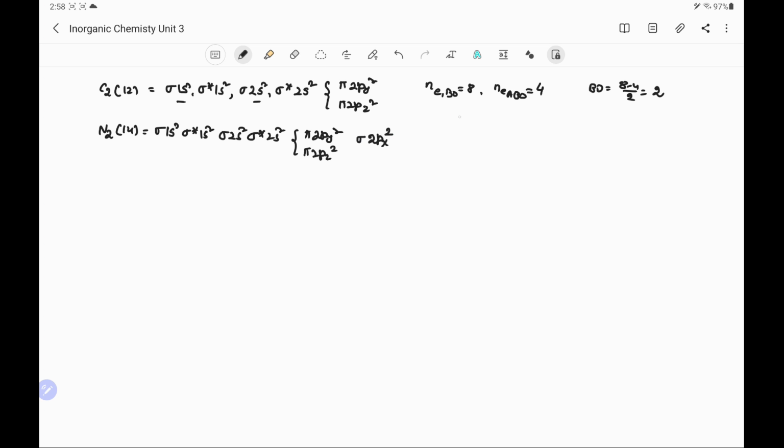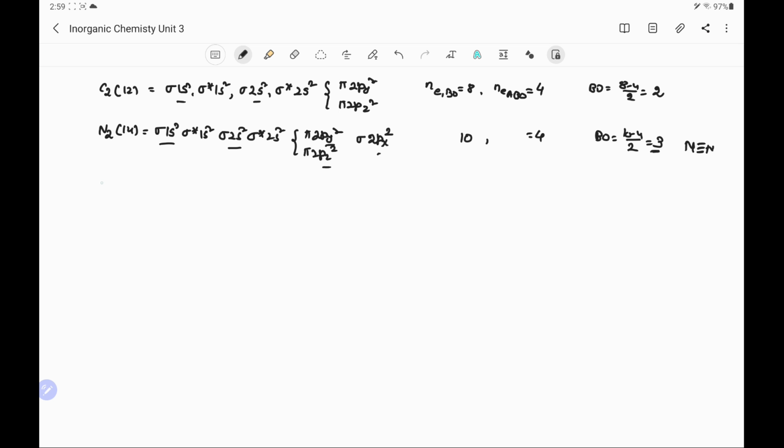So the number of electrons in the bonding orbitals will be 2, 4, 6, 8 and then 10. And in the anti-bonding orbitals will be 4. Therefore, bond order will be equal to (10 minus 4) by 2, that is equal to 3. That means nitrogen will exist in the form of N2, which has the triple bond between them. This bond order refers to the number of the bonds. So bond order 3 means it is a triple bond. If bond order is 2, that refers to the double bond. If bond order is 1, then it refers to the single bond.